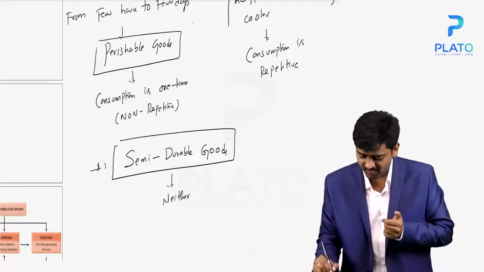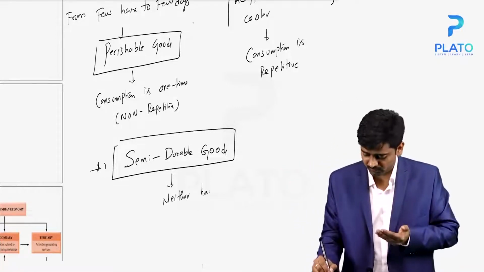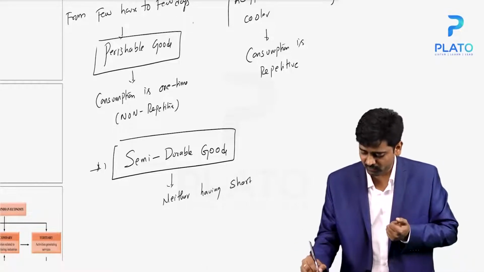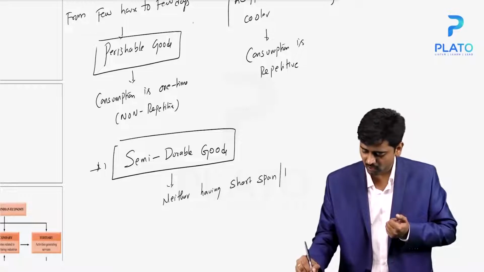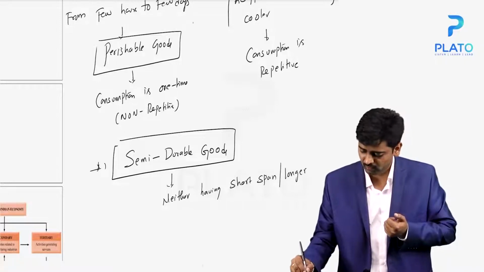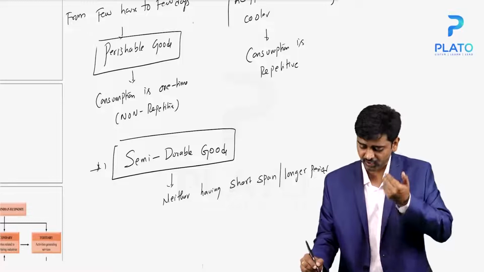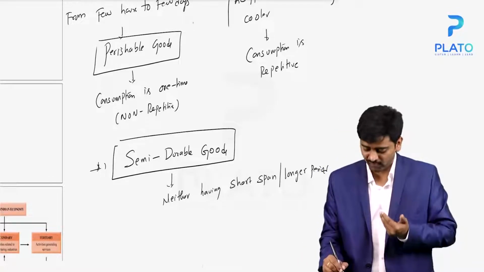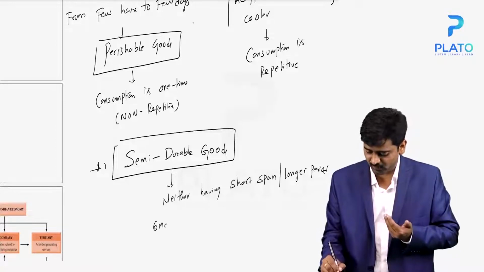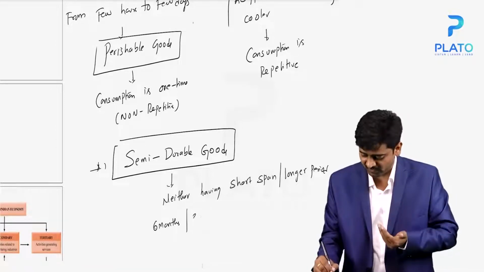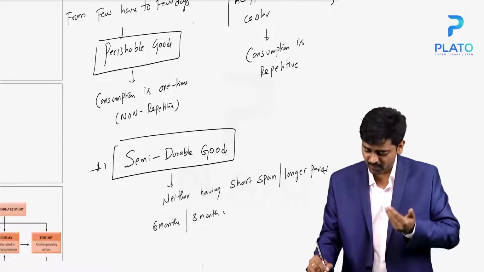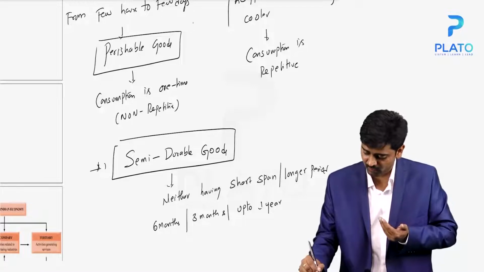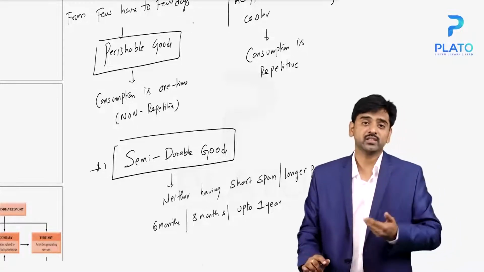They have a short span of time, neither a long span nor a longer period. Hope you people are getting some idea. Neither a shorter span of time nor a longer period of time, so they are at the medium level. For example, they might last 6 months, or 3 months, or up to 1 year. You can use those goods up to 1 year.